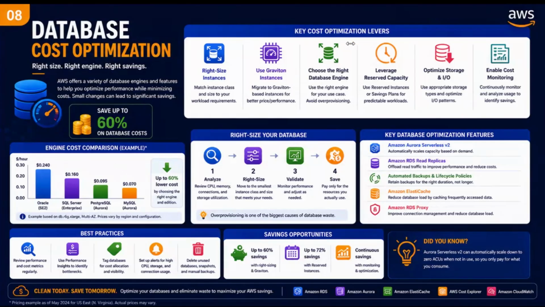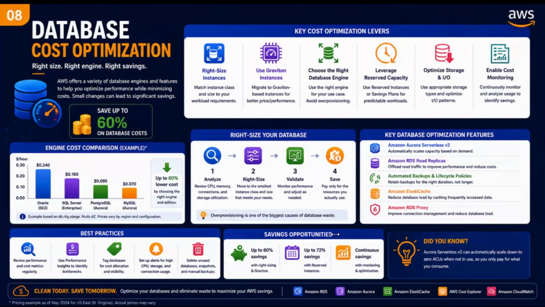A key cost optimization lever is definitely right-sizing the instance. So before getting started with the database, definitely right-size your instance, choosing based on required usage patterns. Definitely use Graviton instances, which is one of the best options for cost cutting, choose the right database engine, leverage reserved database capacity, optimize the storage IO, and enable cost monitoring. So these are the key cost optimization levers for database cost optimization.